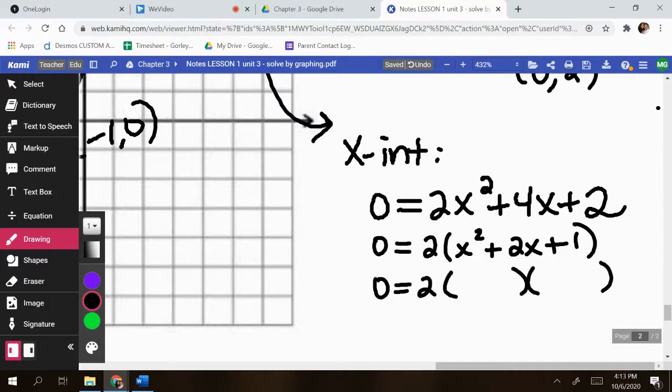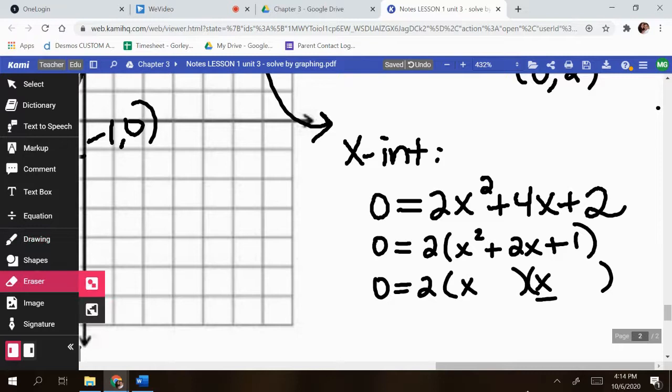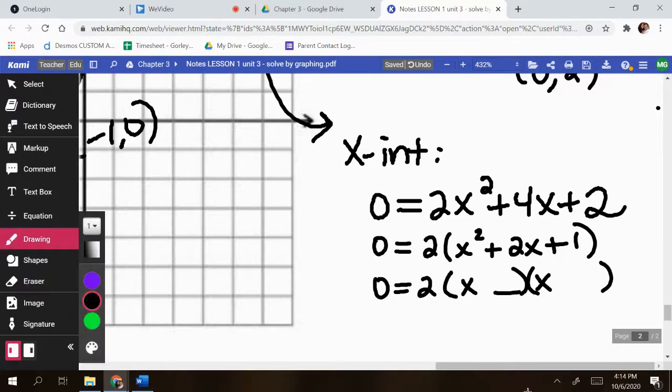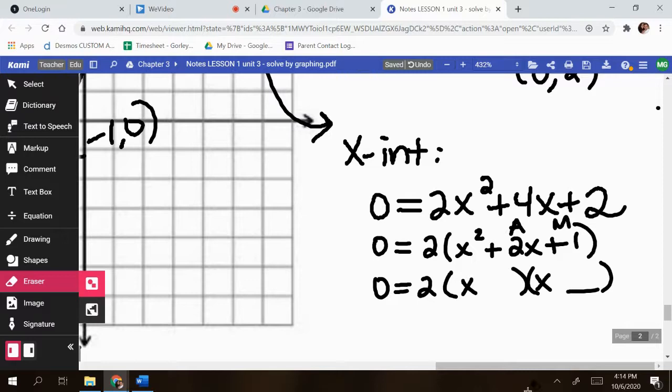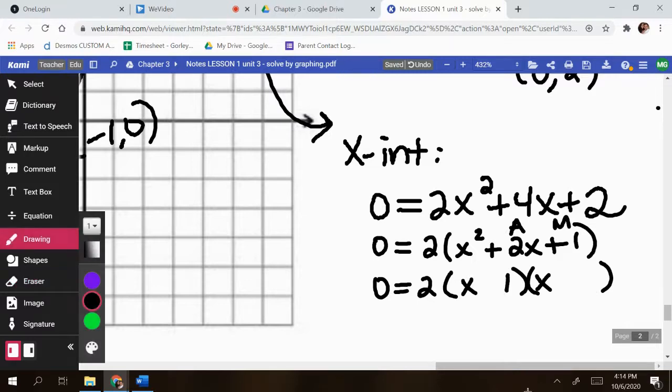This is a trinomial. Let's do our trinomial guess and check factoring. What times what is x squared? It's going to be x times x. And what numbers would multiply to give you 1, but sum or add to give you 2? 1 and 1. Because all of those are plus signs for the x squared plus 2x plus 1, I would make these plus signs as well.